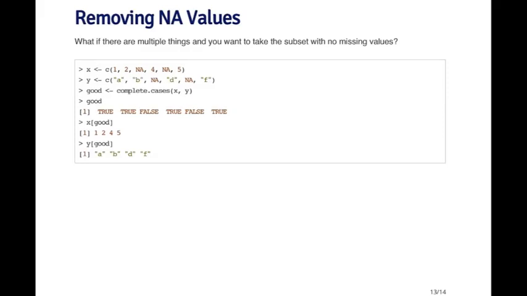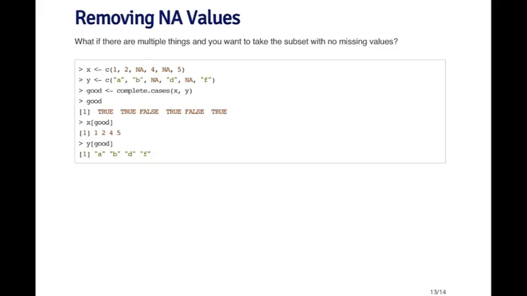So what if there are multiple vectors or multiple objects, and each one has missing values in slightly different places, and you want to take the subset of all the objects that have no missing values, right? So here I created a vector called x, which is 1, 2, 4, and 5, with missing values scattered about, and then y is a character vector with also some missing values in it.